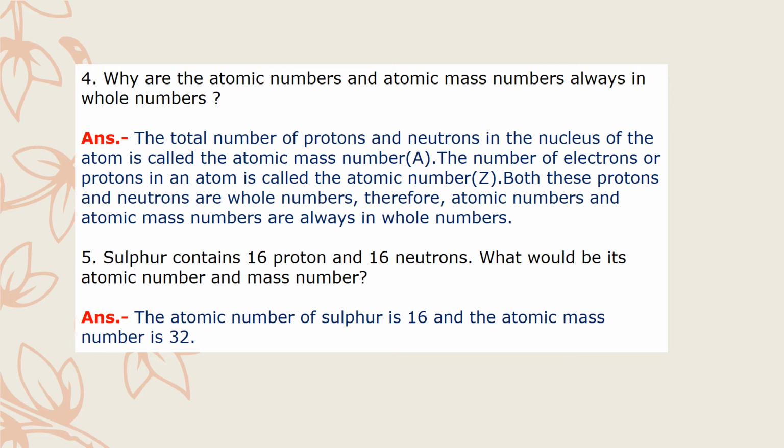Now fifth question. Sulfur contains 16 protons and 16 neutrons. What would be its atomic number and mass number? The atomic number of sulfur is 16 and the atomic mass number will be 32, because atomic number is nothing but the number of protons. Here the atomic mass number is double that of the atomic number, and due to that atomic mass number of sulfur will be 32.